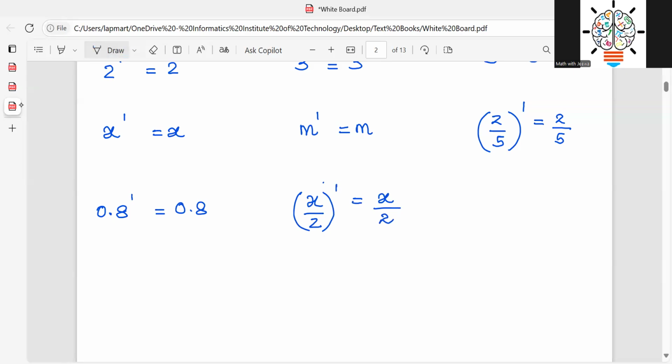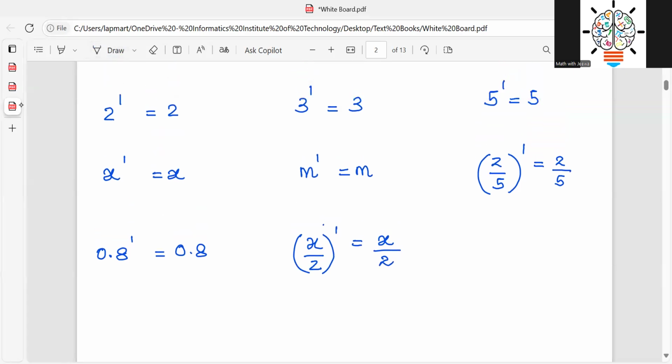Right? So what does this mean here? Whatever the base value, if the index is 1, the answer is equal to the base value. I repeat, whatever the base value, if the index is 1, the answer is equal to the base value. X to the power 1, x is the base and the answer also x. So m to the power 1, m is the base, the answer is also m. So whatever it is, the same thing, right? We are done.